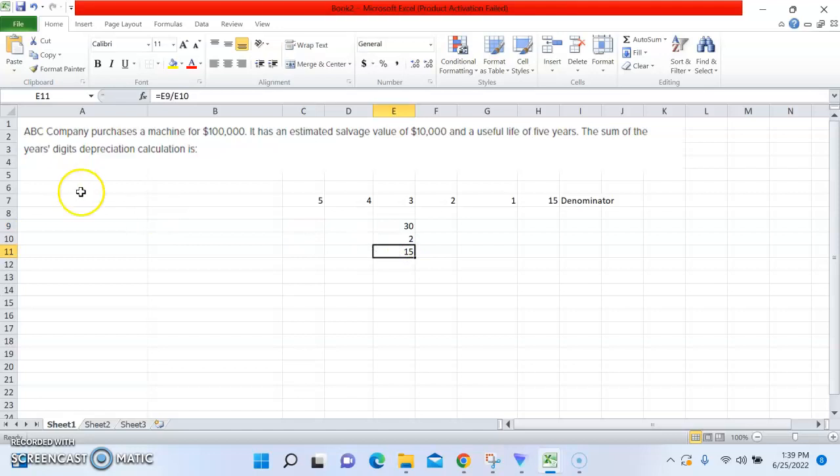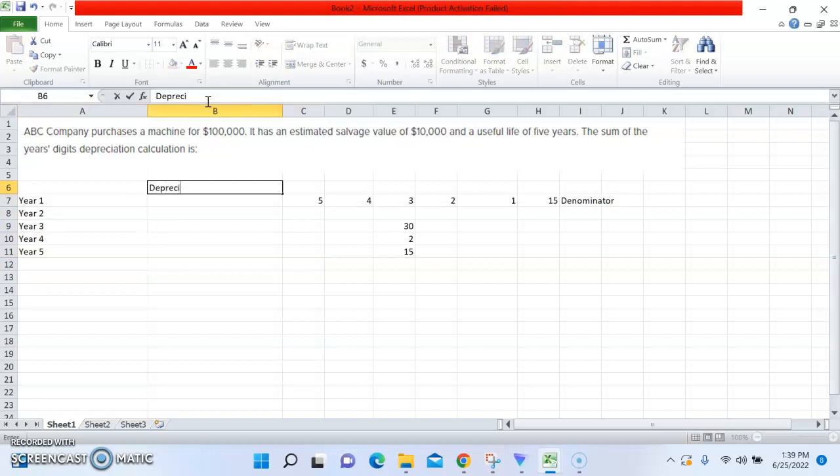So let's figure out how to do this. We've got year 1, year 2, year 3, year 4, and year 5. This is going to be the depreciation per year. To get your depreciation per year, remember it says cost minus the salvage value.